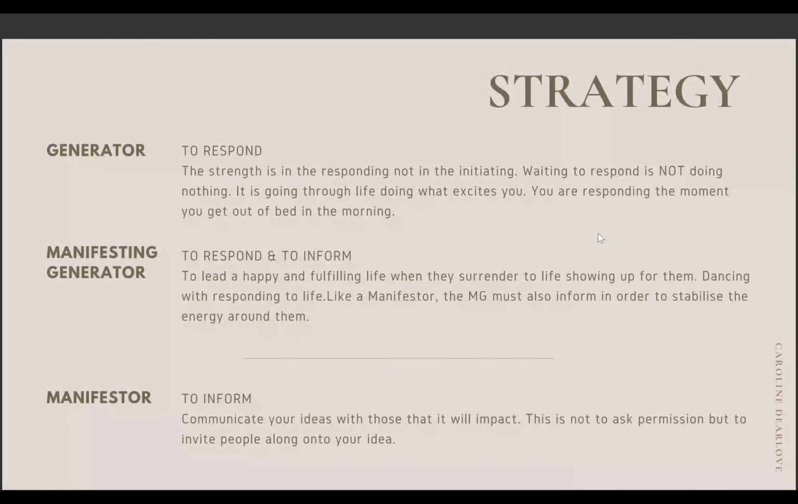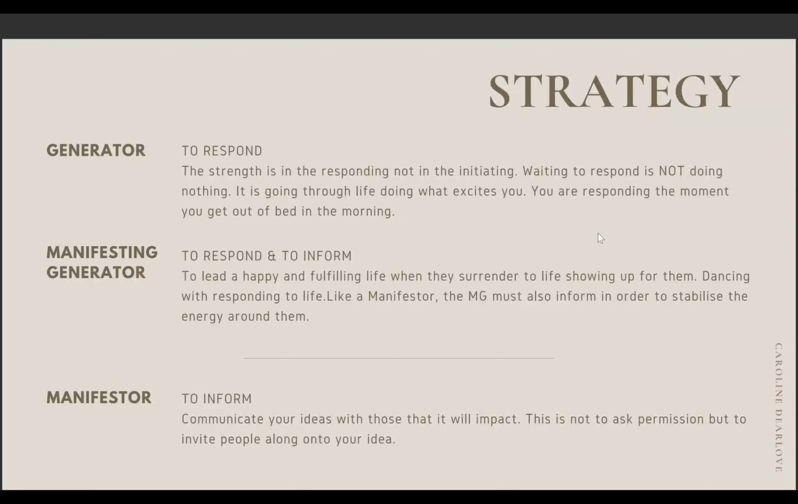So strategy, let's look at it again. Generators here to respond. The strength is in the responding, not in the initiating. Waiting to respond is not doing nothing. It is going through life doing what excites you. You're responding in the moment you get out of bed. It's that responding. You know, if a song comes on and you start dancing, that's you responding.